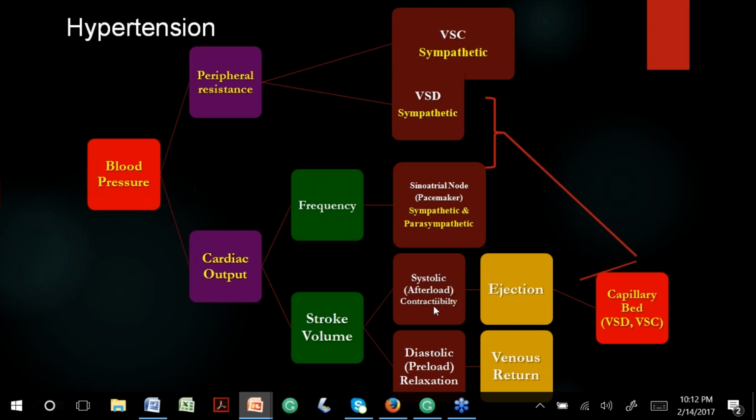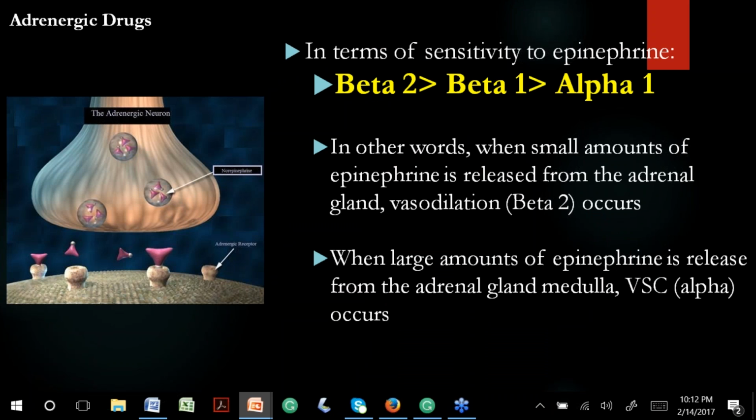The stroke volume is going to be affected because the beta 1s are going to diminish the contractility of the stroke, so the afterload. So that's why it's very good to use in heart failure. In heart failure, it's going to decrease the contractility, decreasing the stroke volume, decreasing the cardiac output, and decreasing the blood pressure. So having this introduction, we are going to start talking more specifically about medications.